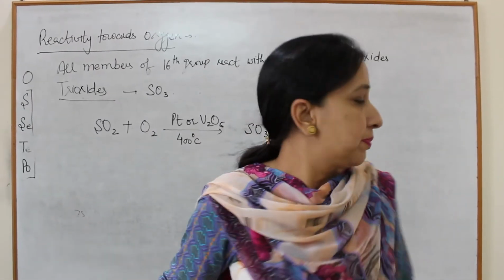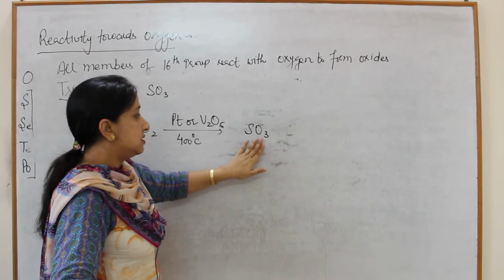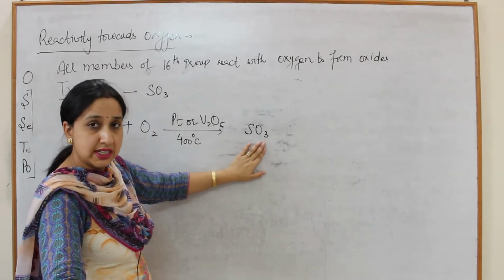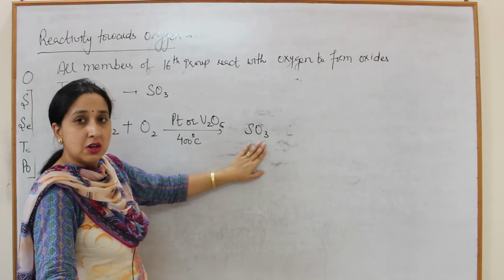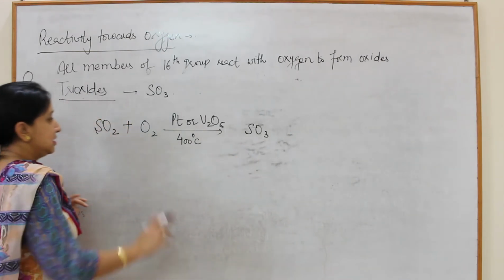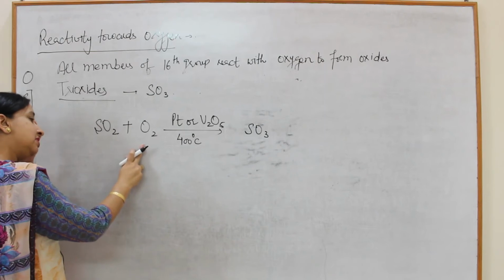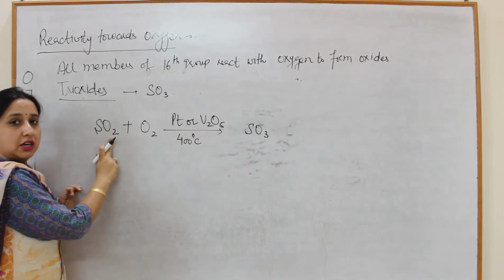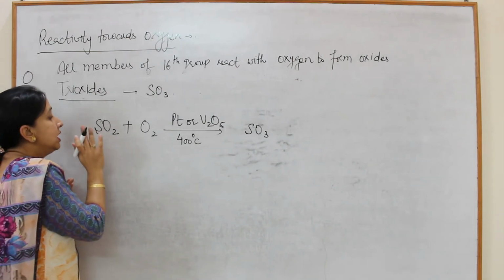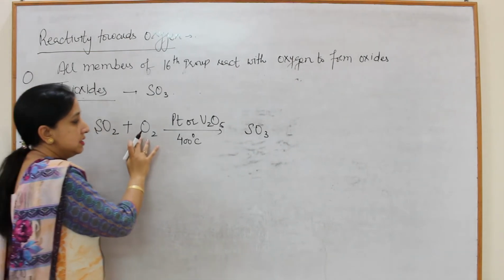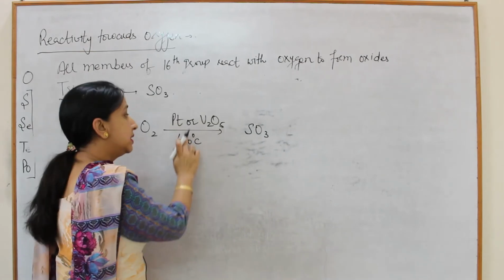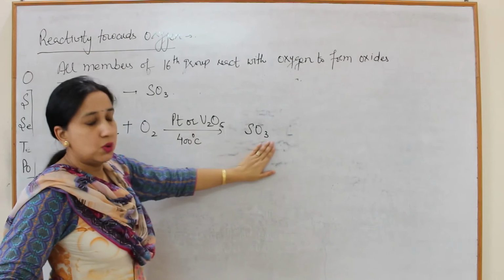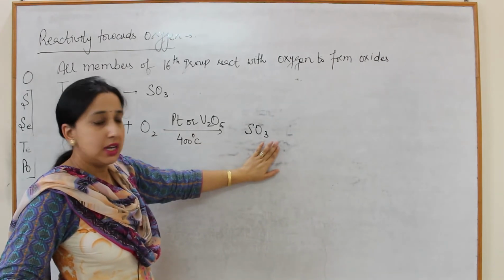This step makes the basis for the formation of sulfuric acid, and the process is known as the contact process. This is one of the most important steps for the preparation of sulfuric acid. So this is the reaction from which we can get sulfur trioxide from sulfur dioxide. Simply heat the sulfur dioxide with oxygen at 400 degrees Celsius, but in the presence of a catalyst. So this is SO3, sulfur trioxide.